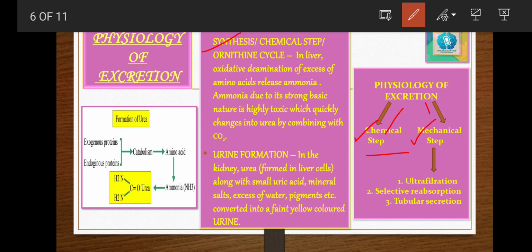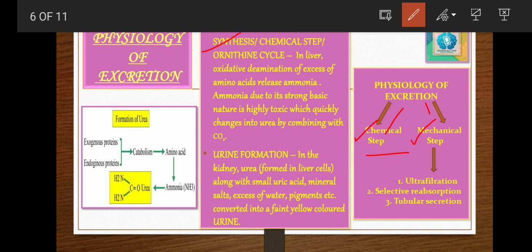The ureotelic animals synthesize urea from ammonia in their liver cells. This synthesis is commonly referred to as the biochemical aspect of excretion. All the body cells produce some ammonia as a result of protein metabolism, and they release it into the blood. This ammonia is taken up from the blood by liver cells and turned into urea.